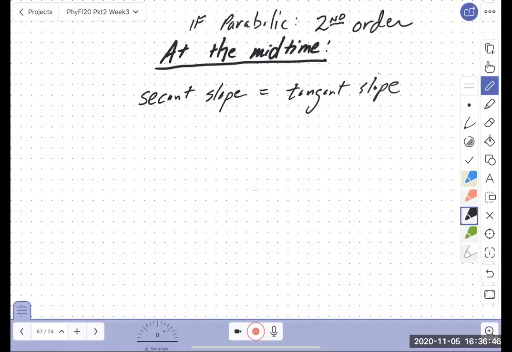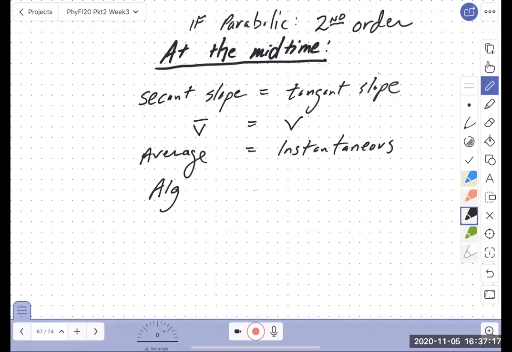So that means second order. It doesn't work, by the way, for third order. Students will try and do it in third order. You can't. This little magic trick only works for parabolas. So at the midtime, secant slope equals tangent slope. That means that V bar equals V. That means that average equals instantaneous. And that means that algebra equals calculus. So one brief shining moment.